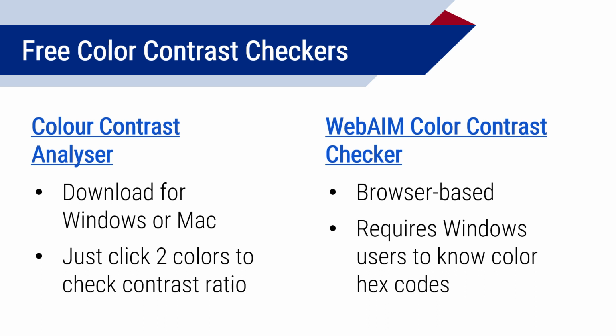But if you're on a Windows computer and don't know what hex codes are or how to find them for particular colors, I would recommend downloading the Color Contrast Analyzer instead. It works on both Windows and Mac, and you just need to click any two colors to check their contrast ratio. Let's take a look.